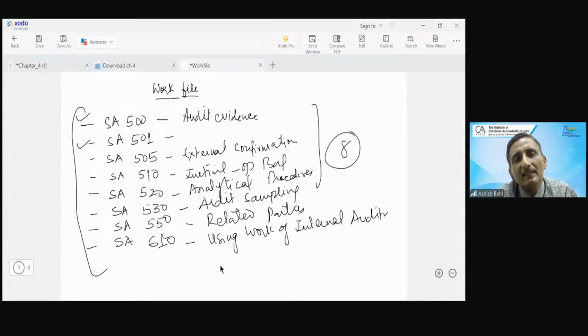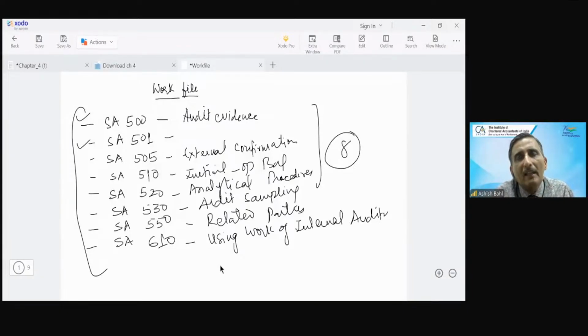So audit evidence, students, as you know, may be internal or it may be external. So what is the meaning of internal audit evidence? And how does it differ from external audit evidence? The audit evidence which originates from within the client, the source of which is the entity itself, is the internal audit evidence. An evidence which is coming from outside is called external audit evidence.